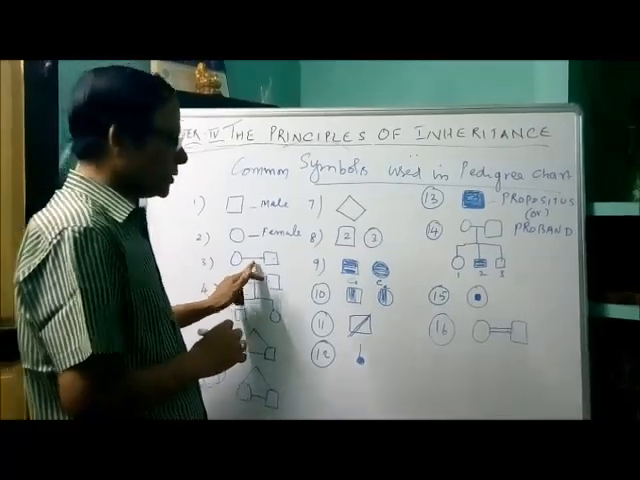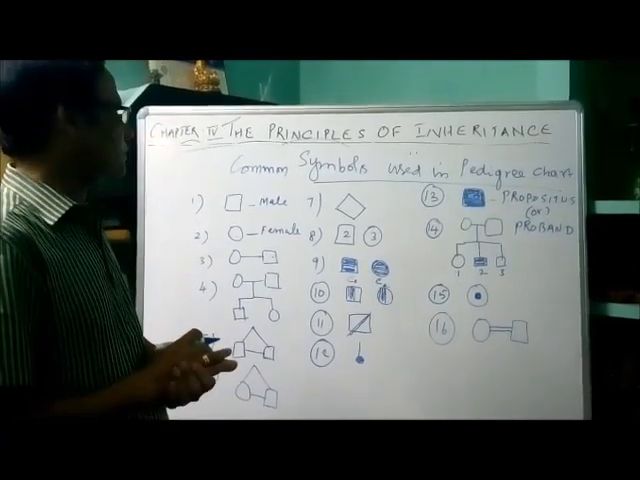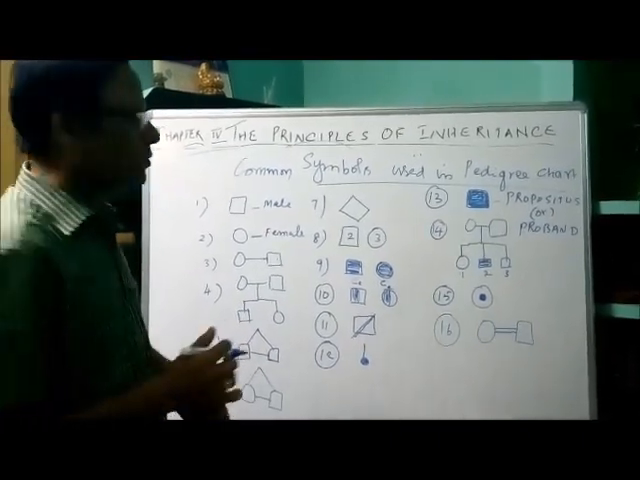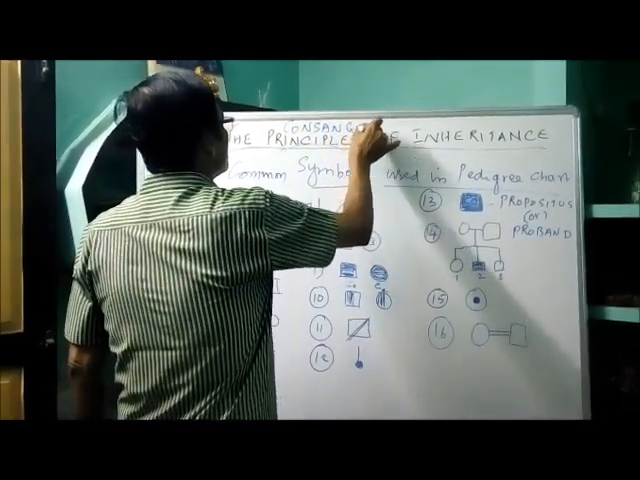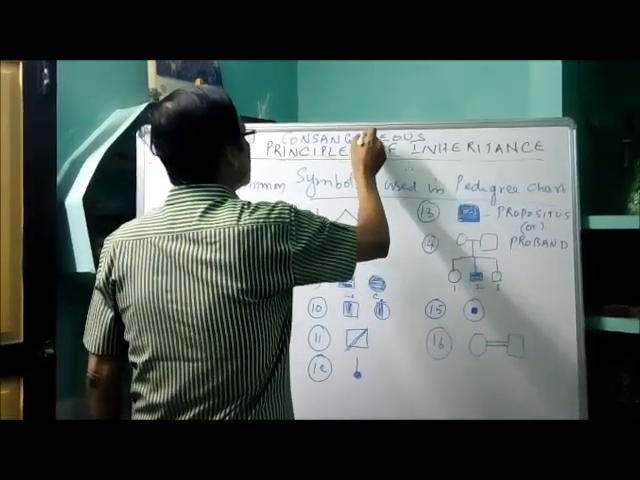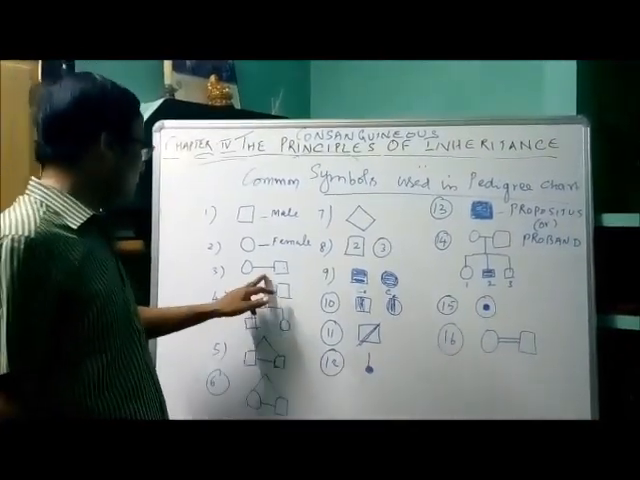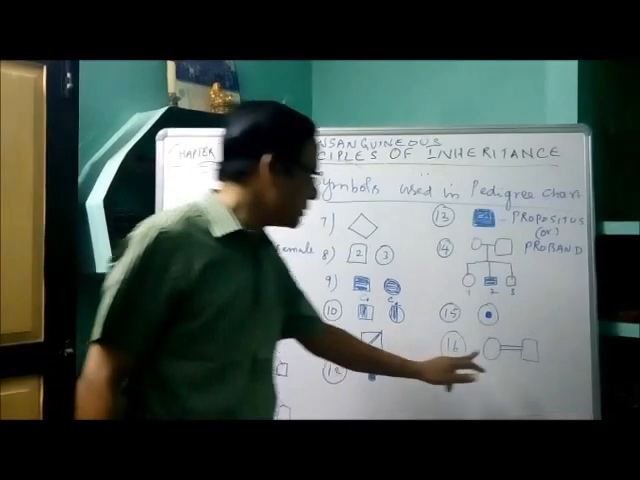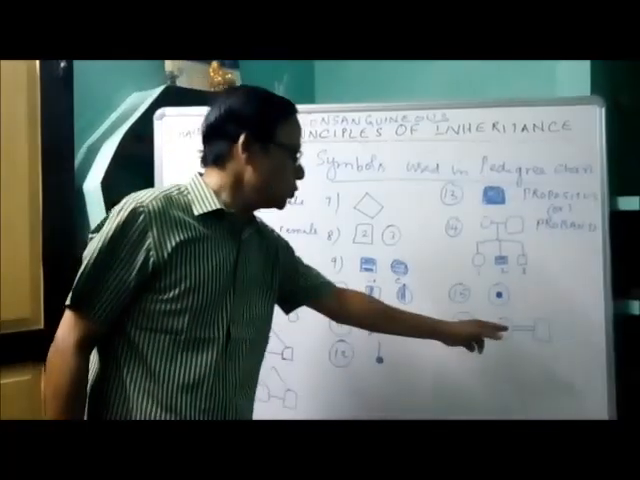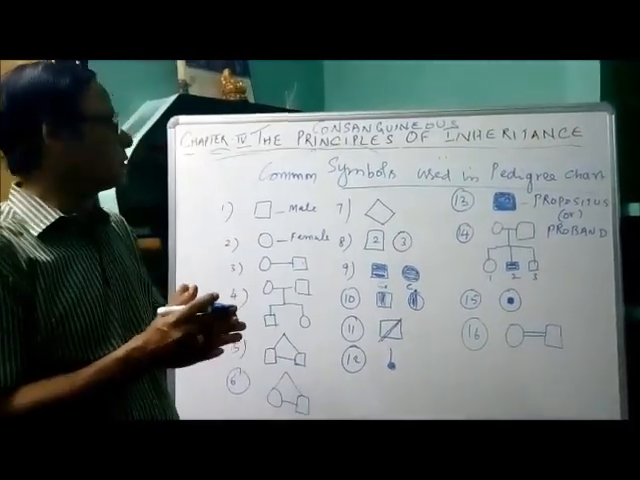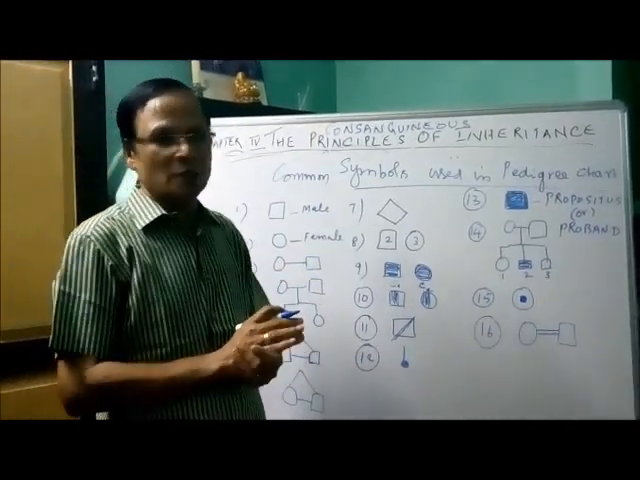Here I draw only one line, but here I draw 2 lines. This is a marriage between close relatives. The marriage between close relatives is called consanguineous marriage. The last one represents the consanguineous marriage, and this one is a normal mating, where I draw only one line between female and male. With 2 lines I indicate the marriage between close relatives, called consanguineous marriage. So these are some of the standard symbols used in a pedigree chart.